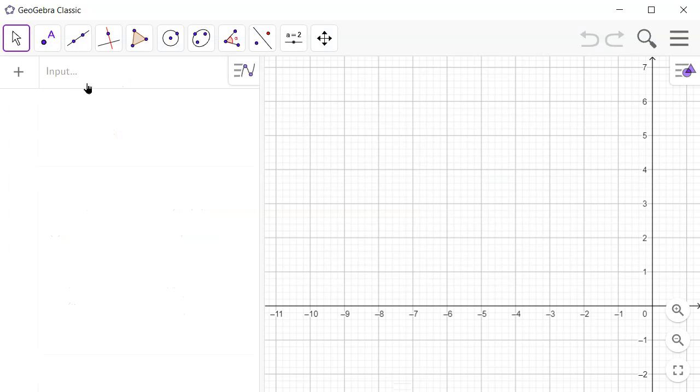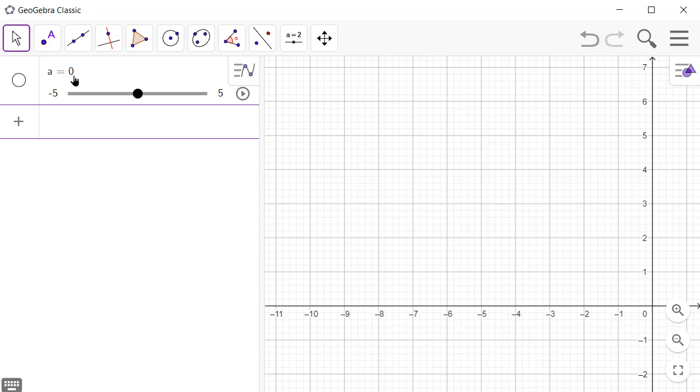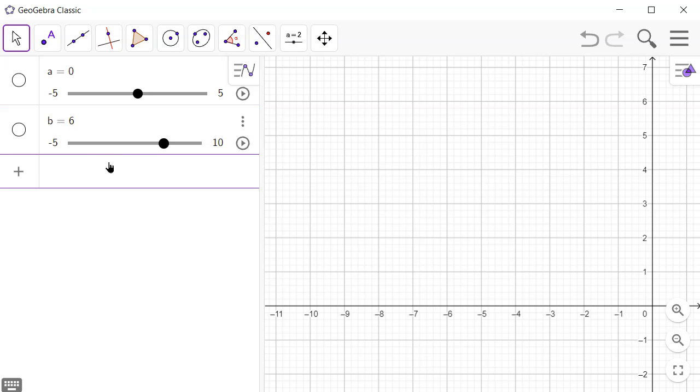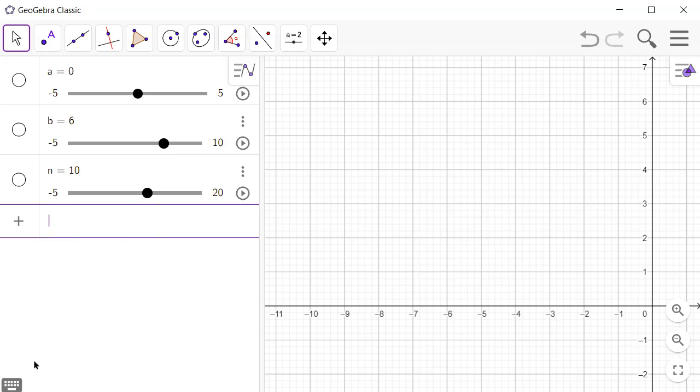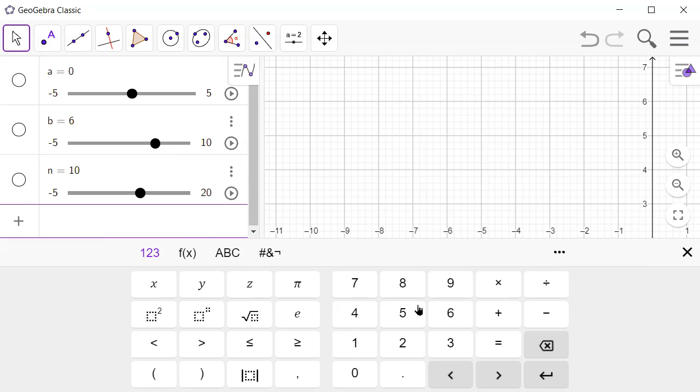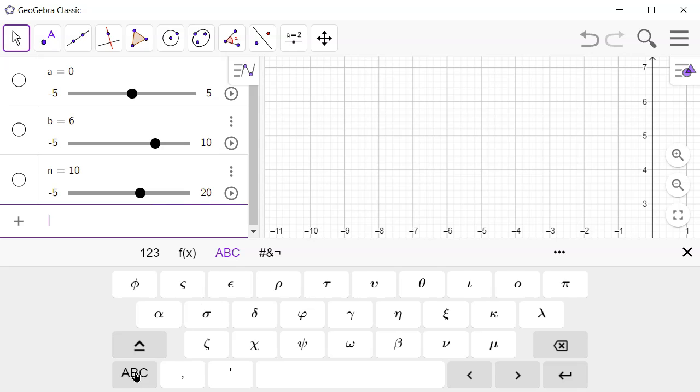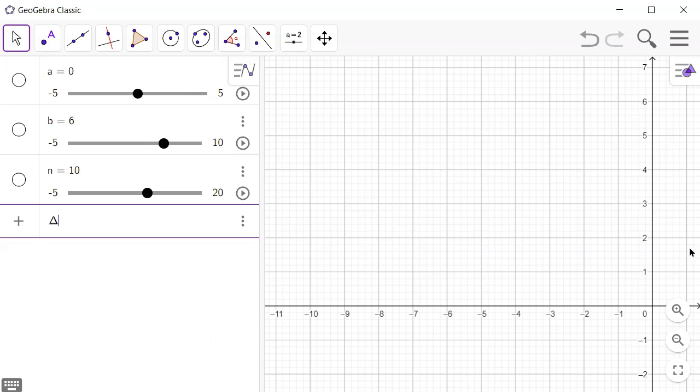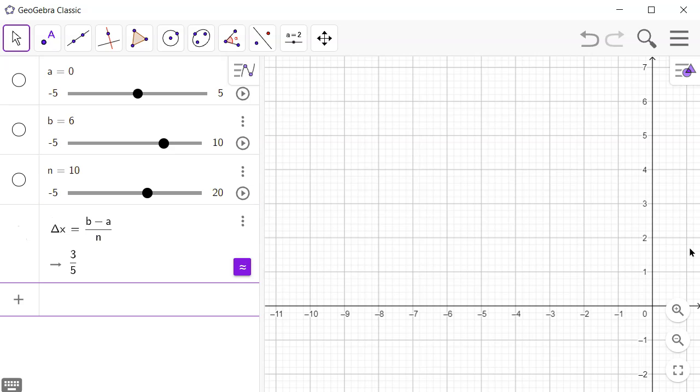I'm going to define a is 0, hit enter, and b is 6, hit enter. And n is going to be 10, so maybe I'll just put that there, n equals 10. Then we can define delta x. We can go to Greek letter, delta. Delta x is b minus a divided by n. All right, so we got that.